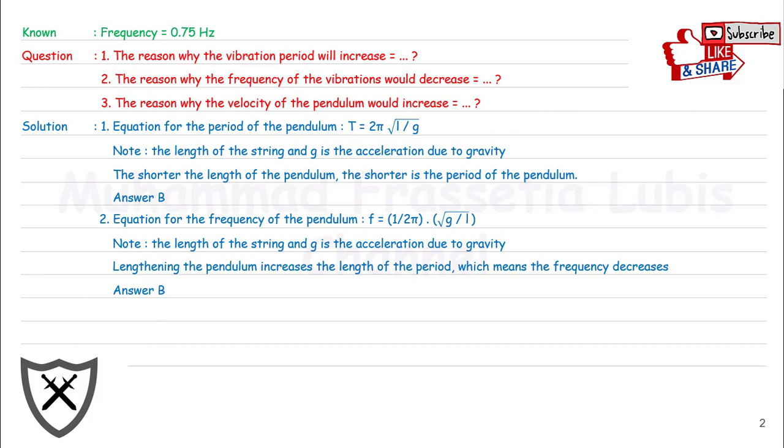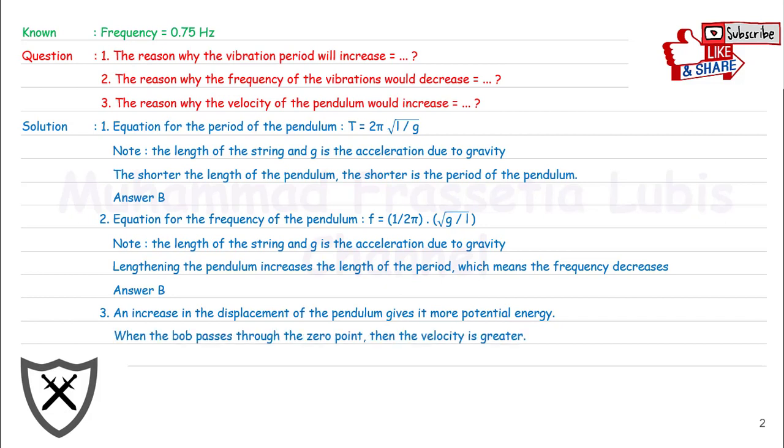And the last solution is for the third question, the reason why the velocity of the pendulum will increase. We will use this statement, namely, an increase in the displacement of the pendulum gives it more potential energy. When the bob passes through the zero point, then the velocity is greater. The final answer is E.